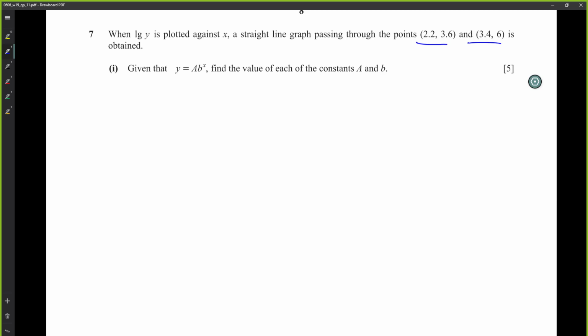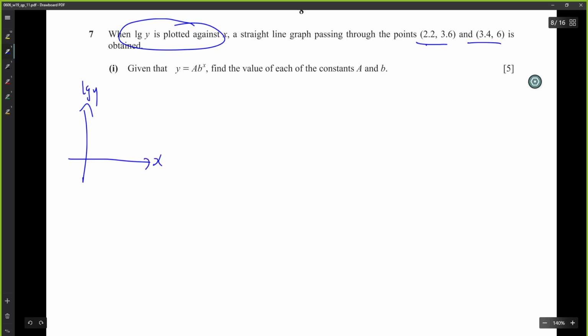Alright, first thing is you need to know these 2 points are not for x and y, because we are used to the coordinates being x, y, isn't it? But these 2 points are on this graph. What is this graph? This graph is basically log y against x. And then you have a line, and this line will pass through these 2 points.